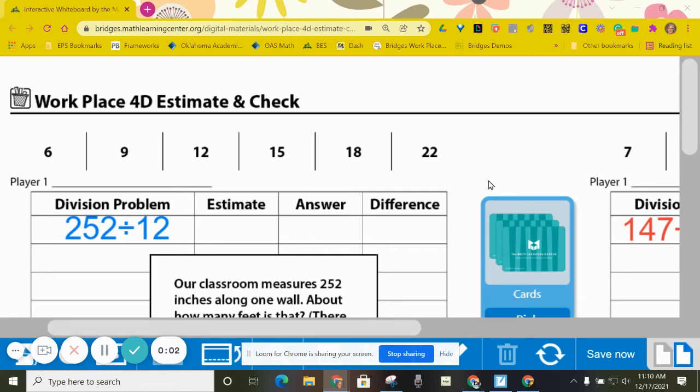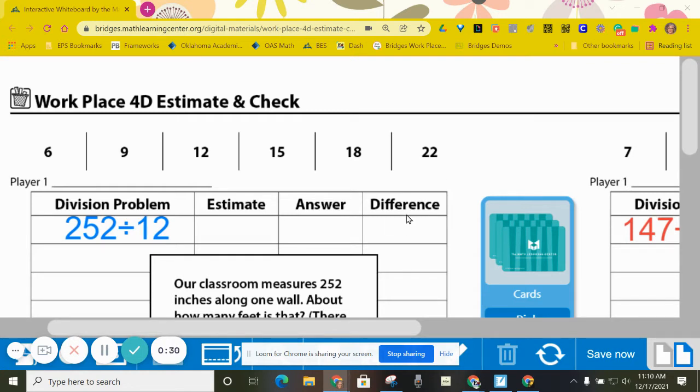These are the instructions for Workplace 4D, Estimate and Check. Each pair of players needs a 4D Estimate and Check record sheet to share, one deck of Estimate and Check cards, one die marked 1 through 6, and pencils. So you're going to shuffle the deck of cards, put them face down between you, then roll a die to see who gets to go first.